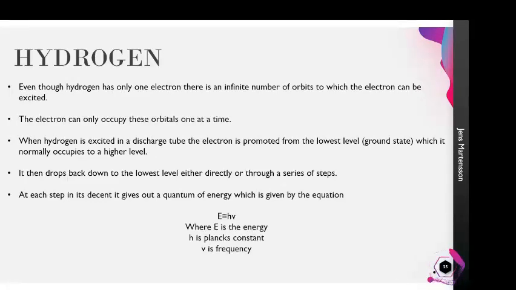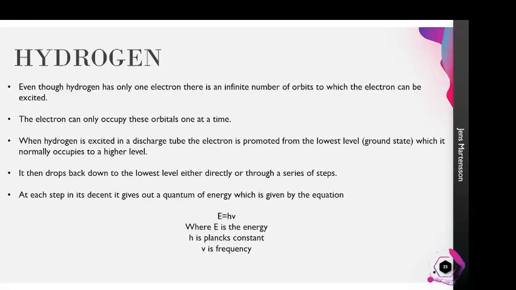Alright, so when hydrogen is excited in a discharge tube, the electron promotes itself from the lowest energy level, where it normally sits, up to a higher energy level. After the energy from the excitation is gone, the electron will then drop back down to a lower orbital, either through a series of steps or directly.